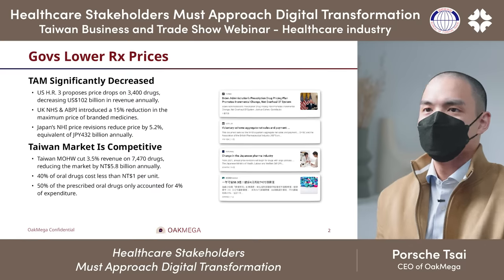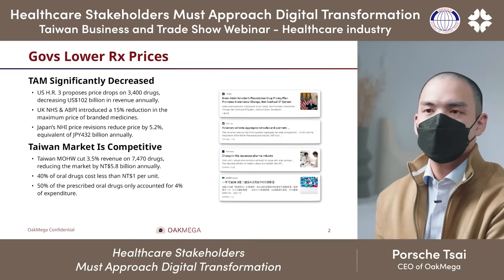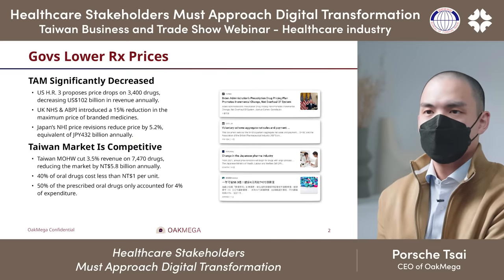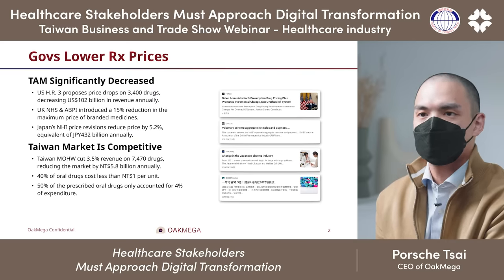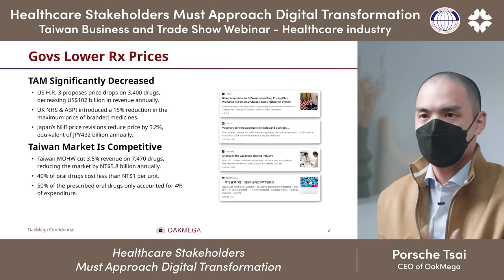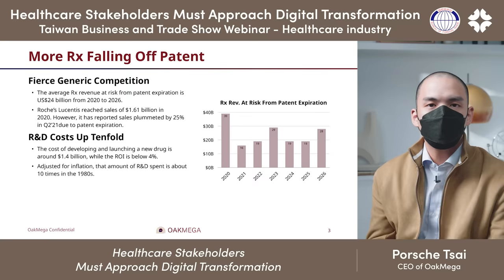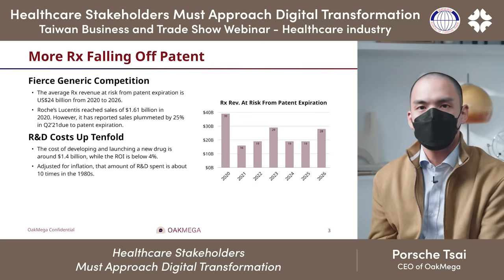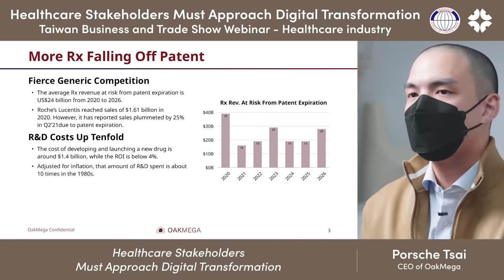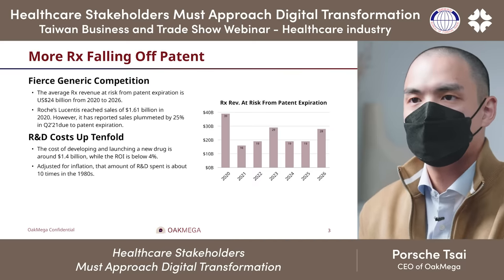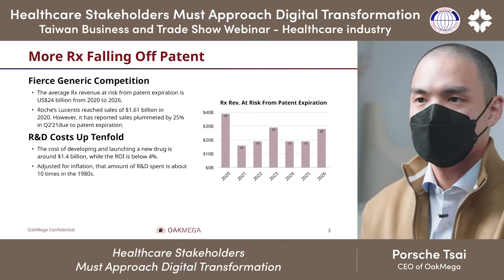There's a huge trend in the world right now. First one is government lowered RX prices, no matter if it's Trump administration or Japan government or Taiwan government. All the governments are lowering the drug price significantly, and the market is way more competitive than ever. And we see more and more RX are falling off patent, which means more competitors are in the market. And if you are facing biosimilar competition, the drug price drops 16% after your patent is off.